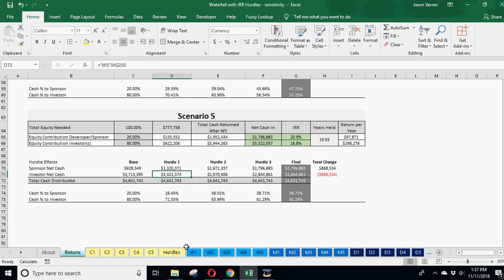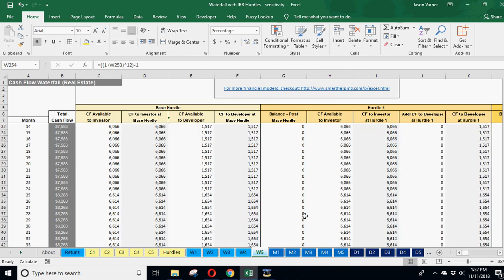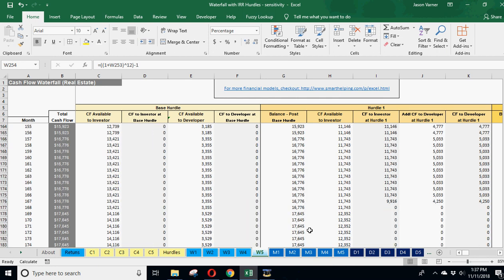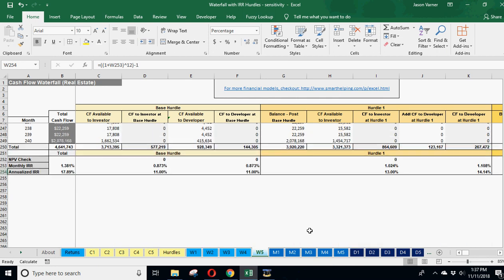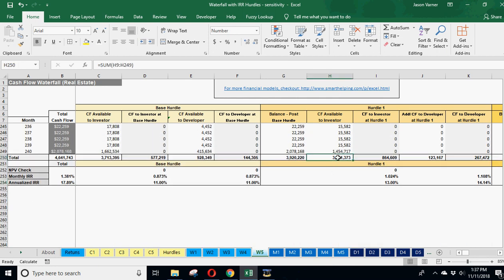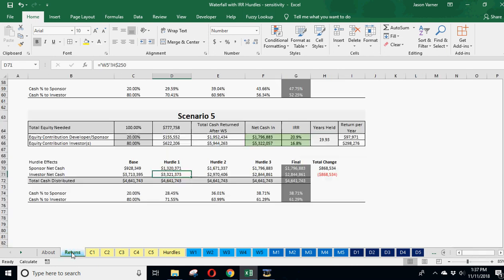Yeah, 3.3. We're in scenario 5. So 3.321, and then the remainder is actually not going to be any of this stuff. It's actually just going to be the total cash flow. How did I do this here? I know this was a bit complex. So the total cash distributed is 4.641.